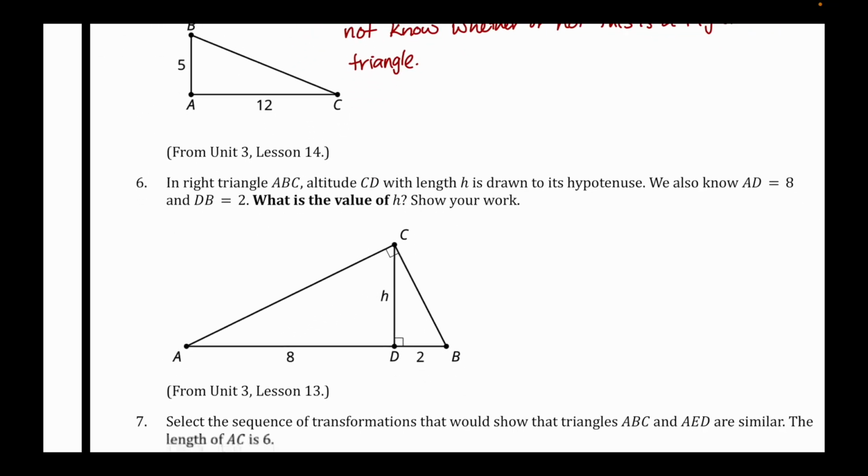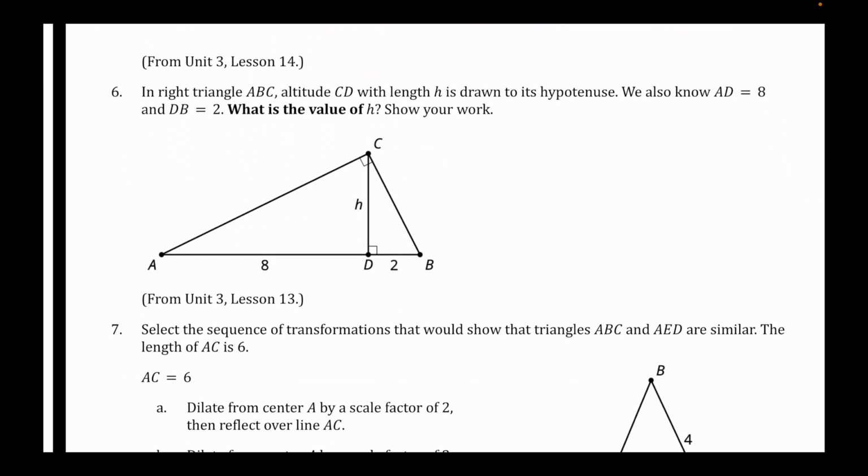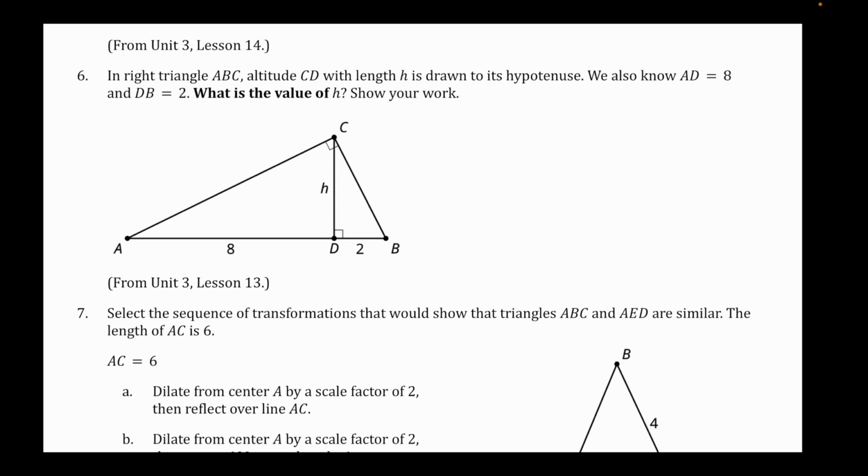For question 6, we have in the right triangle ABC, altitude CD with length of h drawn to the hypotenuse. We also know AD is 8 and DB is 2. What is the value of h? Well, good news for us. This is another geometric mean. So h here is the altitude. The altitude is going to be the piece that is the geometric mean. So that means it's going to be diagonal from itself. We'll just fill in the rest with 8 and with 2.